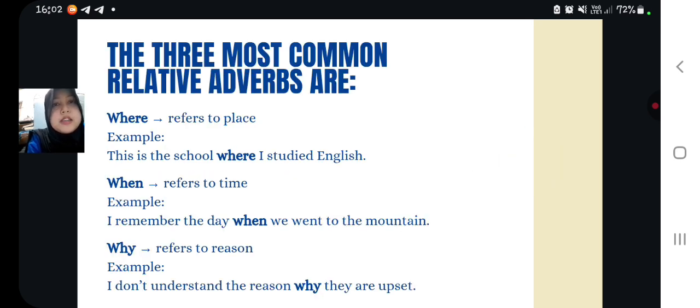Where refers to place. For example, this is the school where I studied English. And then when refers to time. For example, I remember the day when we went to the mountains. And then why refers to reason. For example, I don't understand the reason why they are upset.